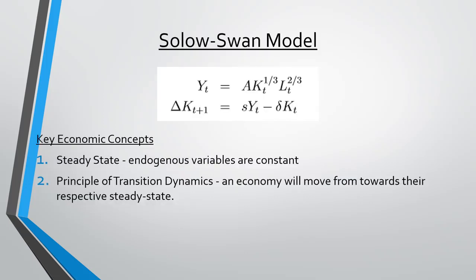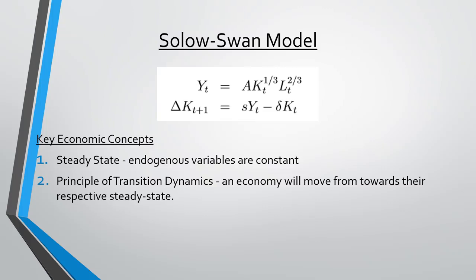The second model is the Solow-Swan model. Now this model is essentially the Cobb-Douglas production function, but with a time subscript. In this model, there are two key economic concepts to focus on. First is the understanding of what is a steady state. So a steady state is when all endogenous variables are constant.